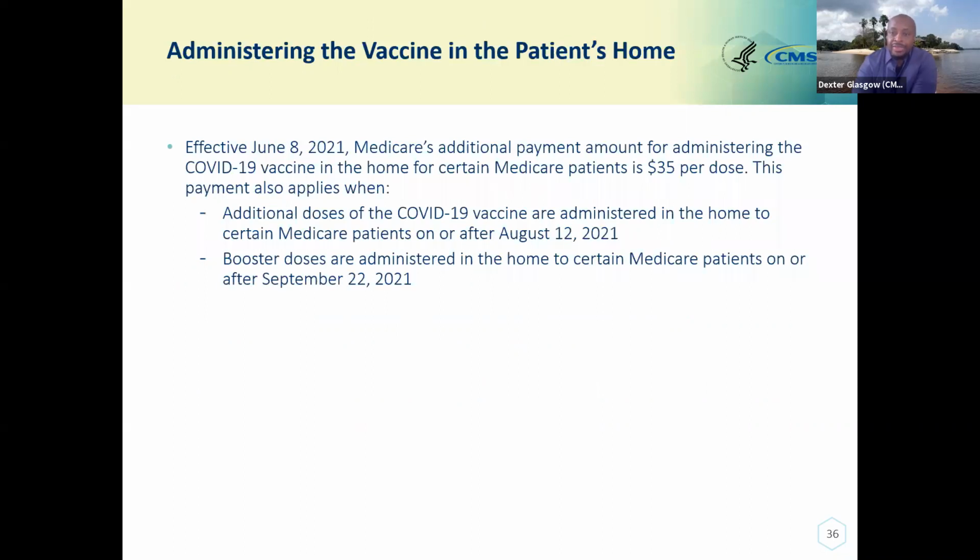So, administering the vaccine in a patient's home: Medicare will pay the $35 amount in addition to the standard administration amount, which is approximately $40 per COVID-19 vaccine dose, for a total payment of approximately $75 for a vaccine dose administered in a patient's home. We also geographically adjust the additional amount and administration rate based on where you administer the vaccine. We established a $35 payment amount on a preliminary basis to ensure access to COVID-19 vaccines during the PHE.